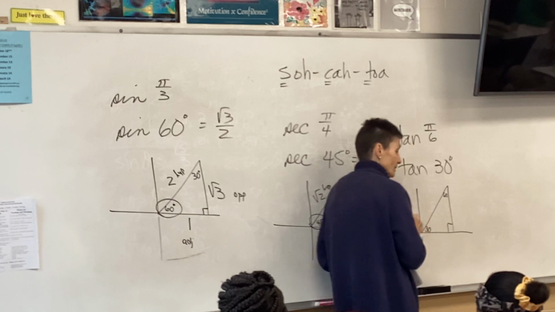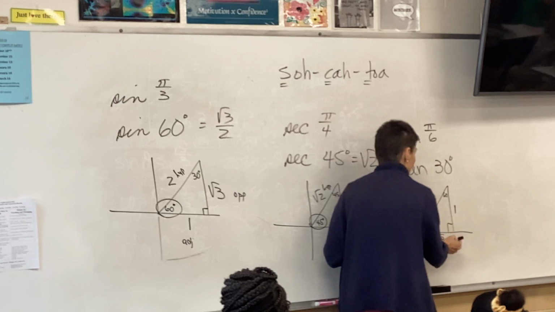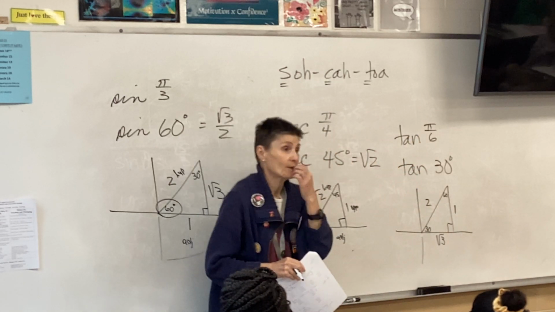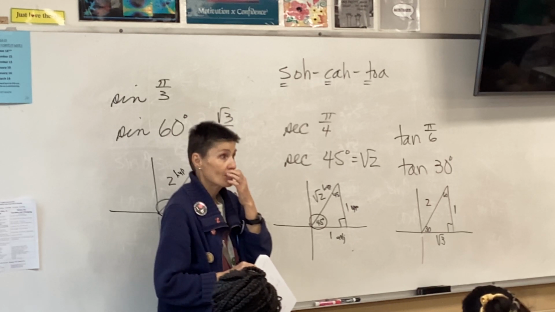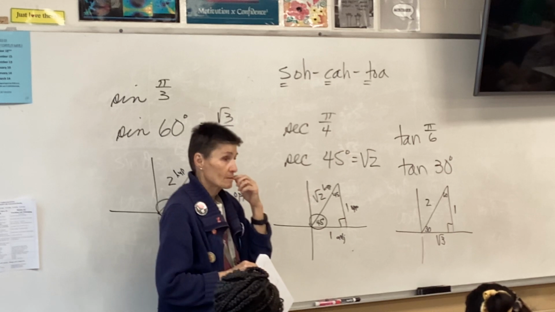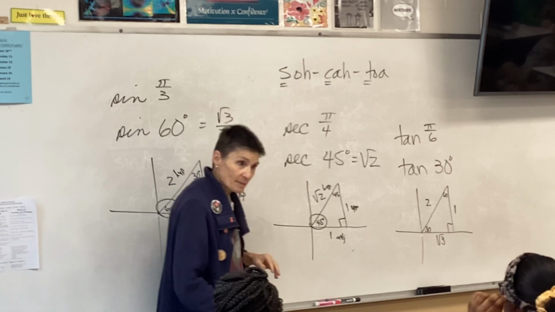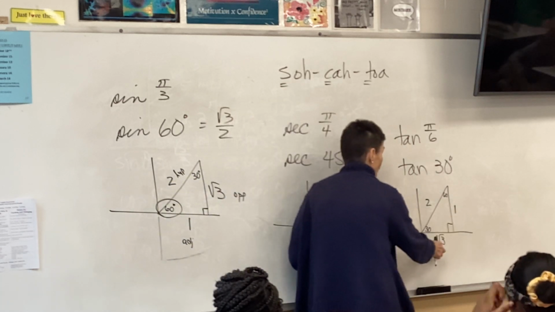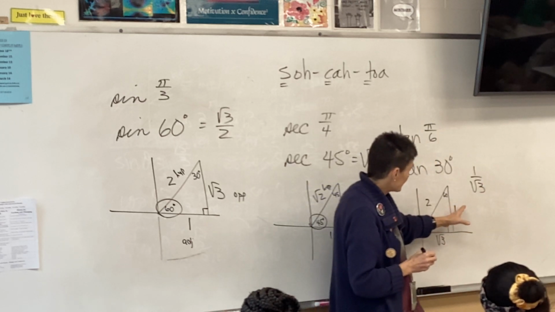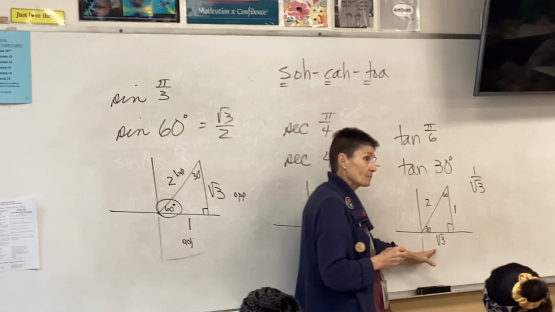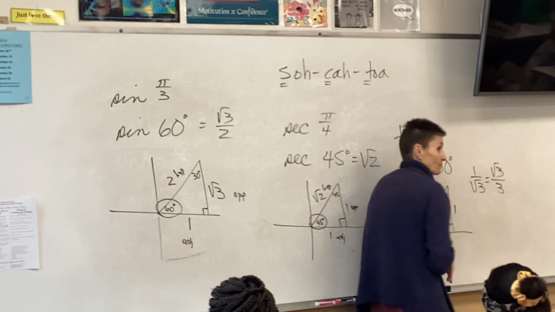Across from the 30 is 1. Across from the 90 is 2. Across from the 60 is root 3. Somehow you must remember that, you guys. You learned it in geometry. All right, I want tangent. What's tangent? Opposite over adjacent. So 1 over root 3. Now, I didn't label my sides this time, but would you agree this is opposite and adjacent? So 1 over root 3, which is root 3 over 3.